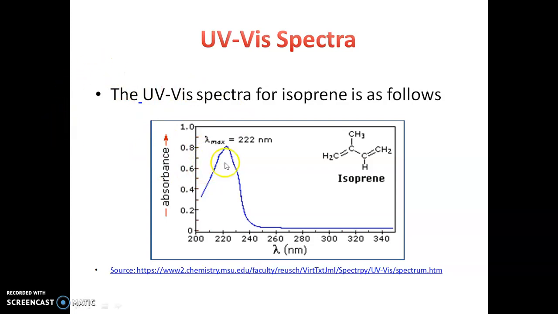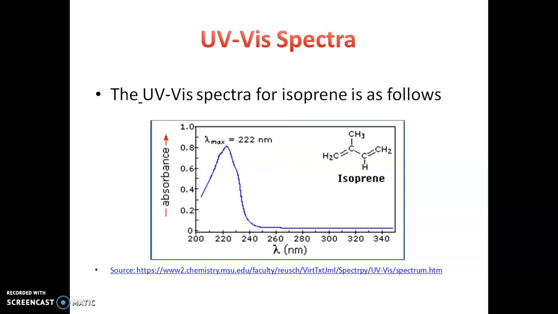First is the lambda max. In case of isoprene, lambda max is 222 nanometer, and this lambda max is also called the maximum absorption wavelength. The lambda max is the characteristic property of a specific molecule, and it depends on the structure of the molecule and the atoms involved in the structure formation. With this, it will give us the second important parameter, that is the molar extinction coefficient epsilon.